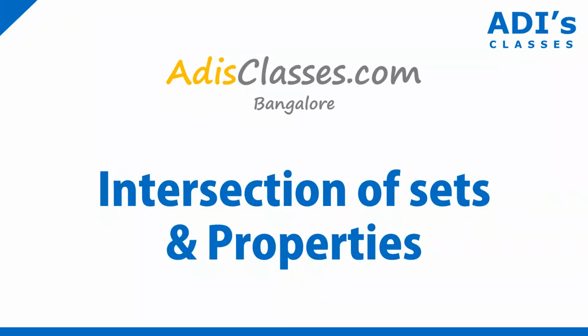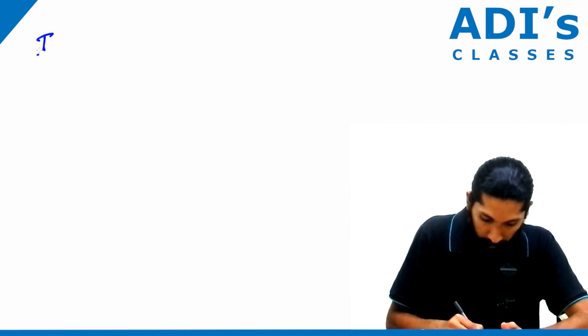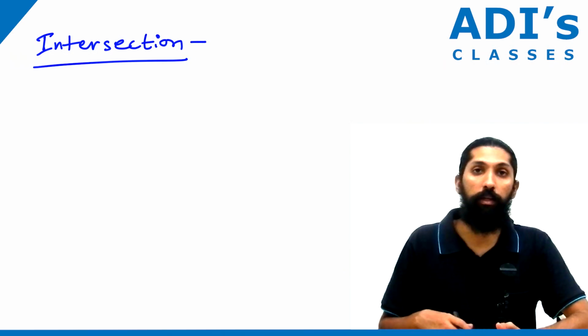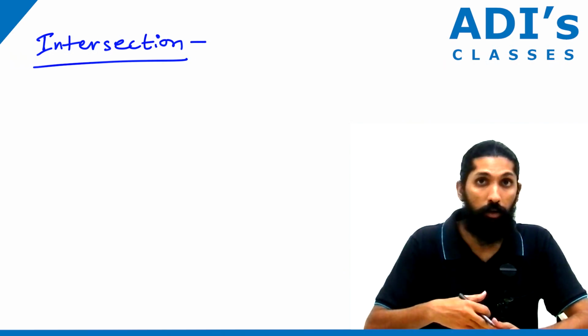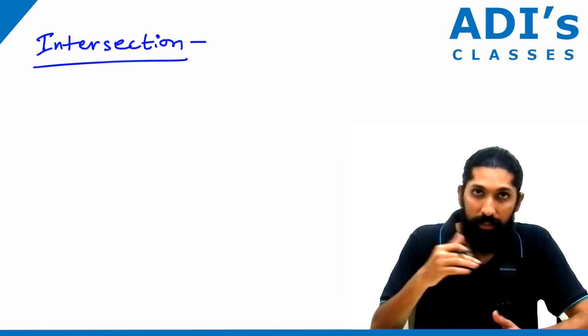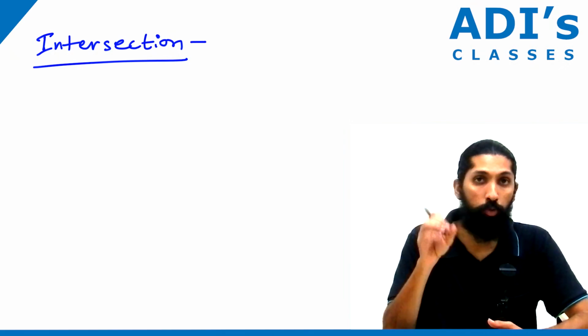Now let's discuss the next type of operation, that is intersection of two sets. Okay, so the next one is intersection. What we mean by intersection, or whenever you come across the word intersection, what exactly does that mean?